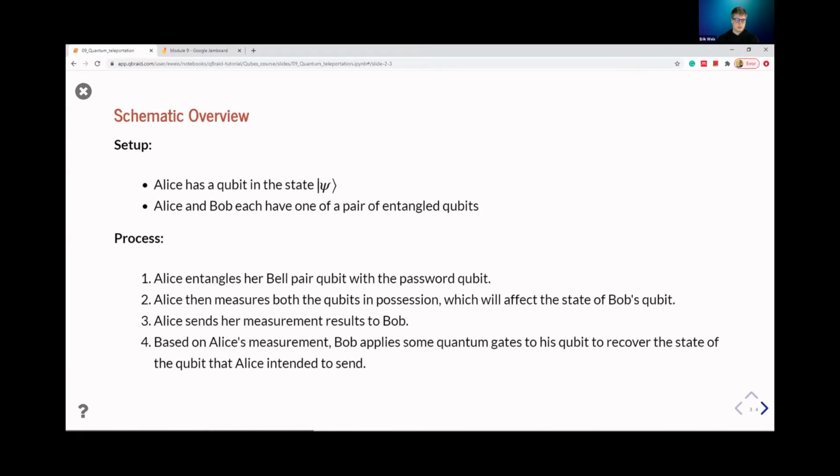So, okay, on to how this quantum teleportation is actually going to work. Any questions on the entanglement part so far? What we're doing here? Okay, great. So on to how this is going to work.